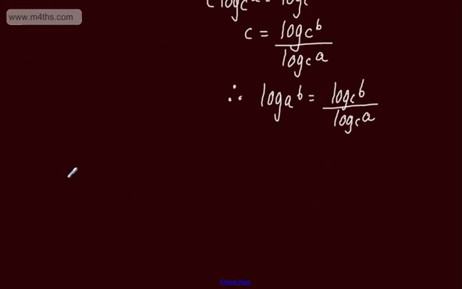Now there is a special case of the change of base formula, and I'm going to write it just here. Log to the base a of b will be equal to 1 over log to the base b of a. So let's consider what we've got. All we have now is log to the base a of b is equal to 1 over log to the base b of a. So let's look at deriving that.